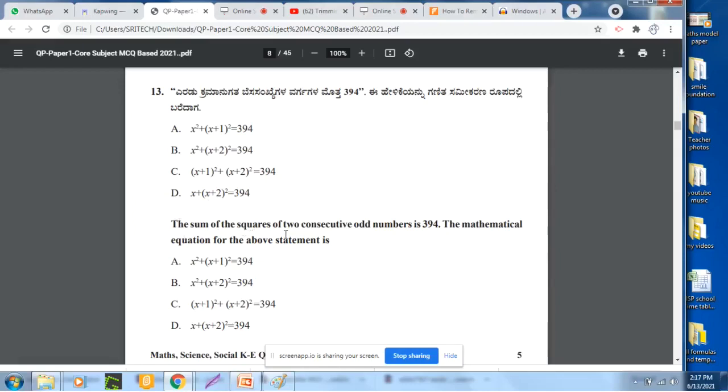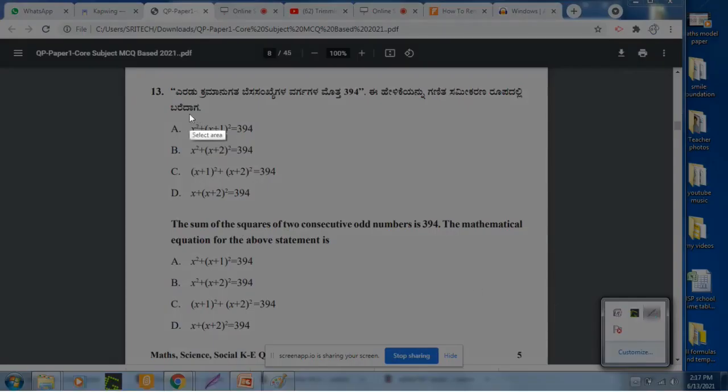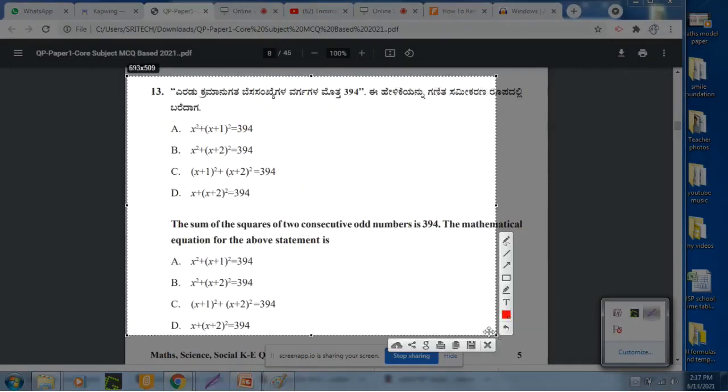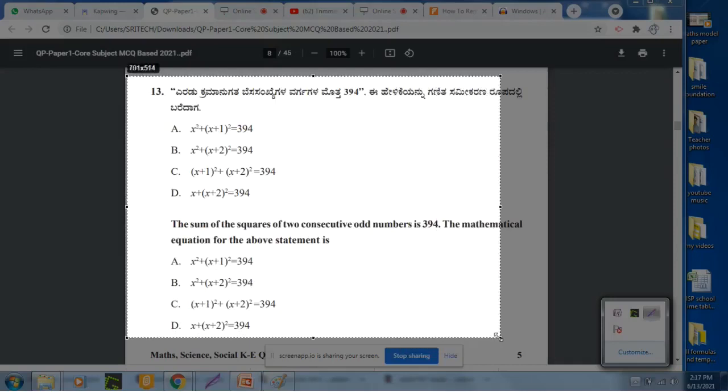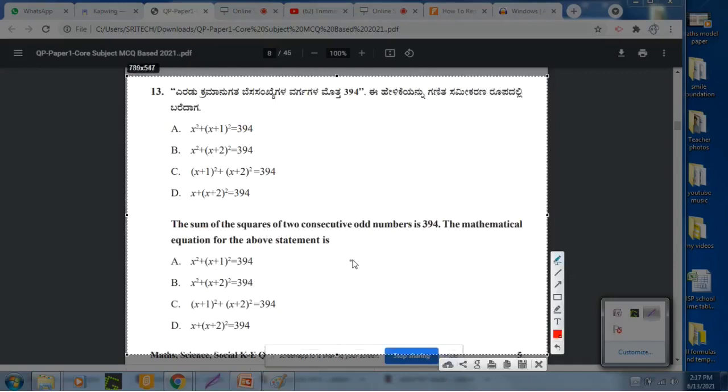13th question. The sum of squares of two consecutive odd numbers is 394. The mathematical equation for the statement is. So we all know that the two consecutive odd numbers are x and x plus 2, not x plus 1. If 3 is an odd number, the next odd number will be 5. The immediate next number we call it as consecutive number. Okay, x and x plus 2 are two consecutive odd numbers.